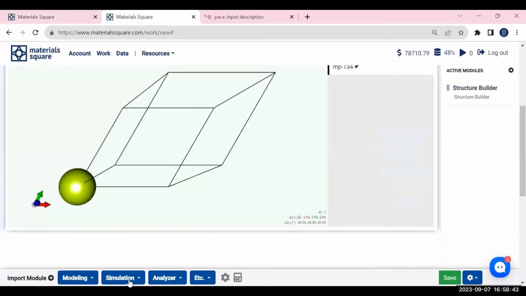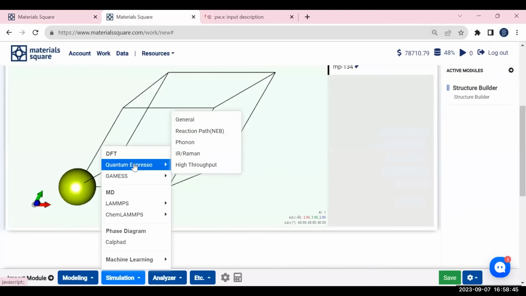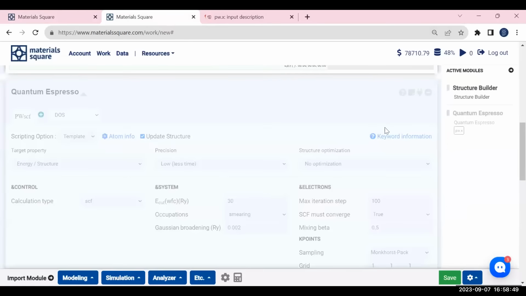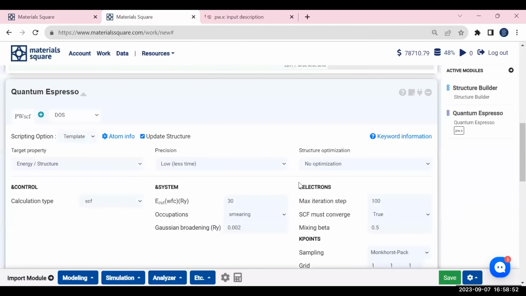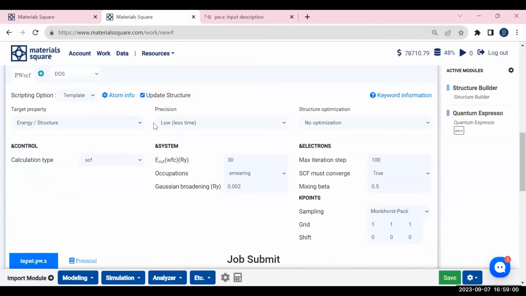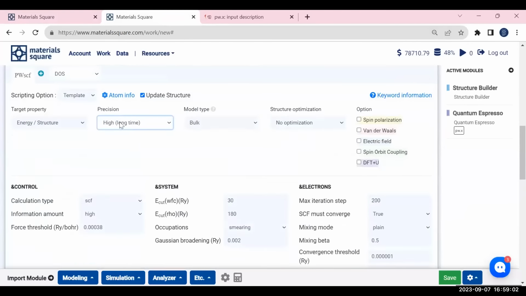So I will go to simulation, Quantum Espresso, general. You need to connect your structure. So, okay, I will connect my structure. Now, I have already connected my unit cell, the single aluminum atom of my structure, with the DFT calculation. So you will choose high accuracy. It has to be bulk. We have to do full structure optimization, ionic and cell optimization. You just select spin polarization.